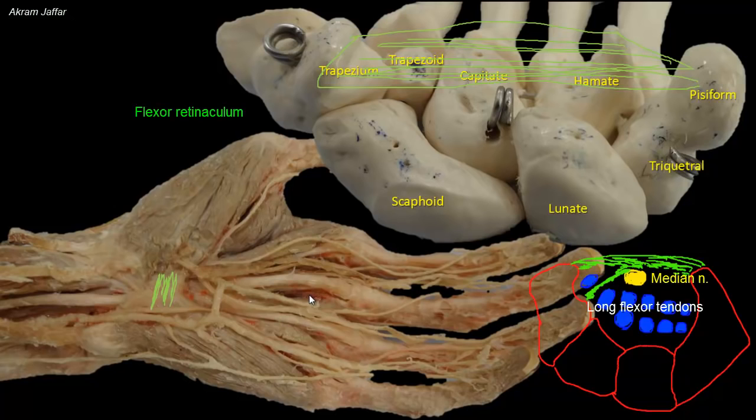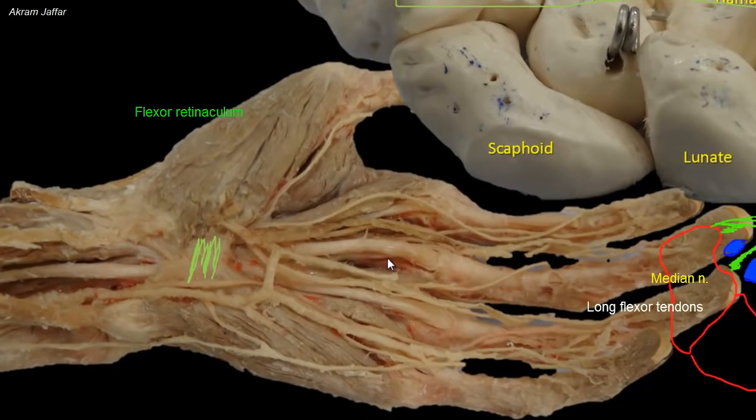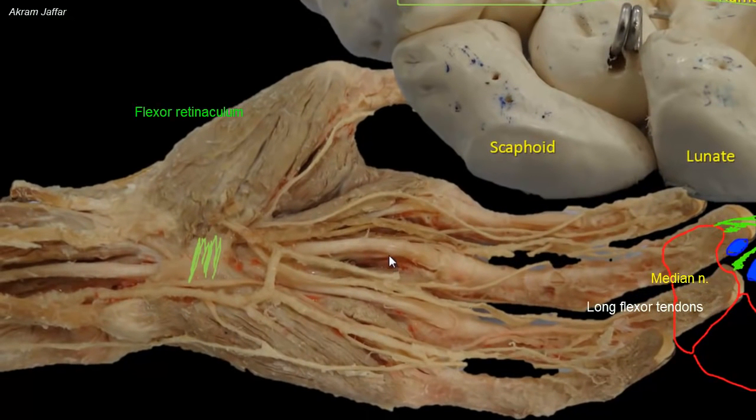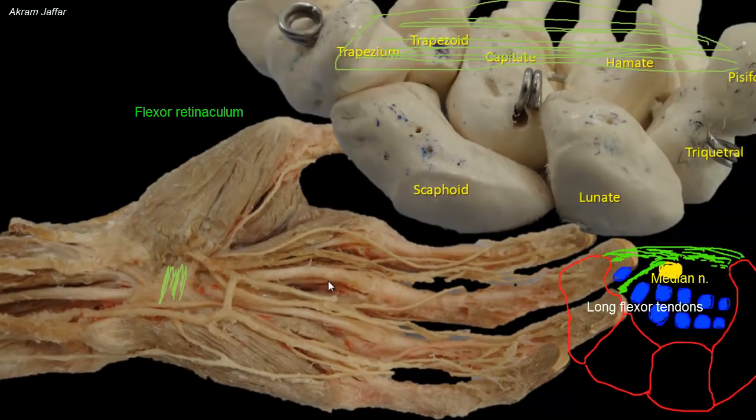Because the median nerve is located within the crowded carpal tunnel, it is prone to be compressed here. Compression of the median nerve in the carpal tunnel results in carpal tunnel syndrome. Also note in the prosection that the flexor retinaculum is located in the palm of the hand. It is not under your wrist watch strap as many mistakenly think.